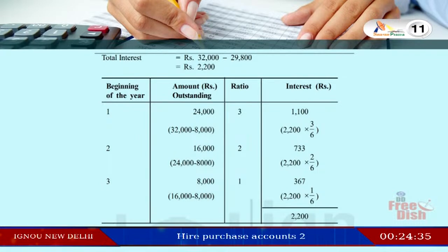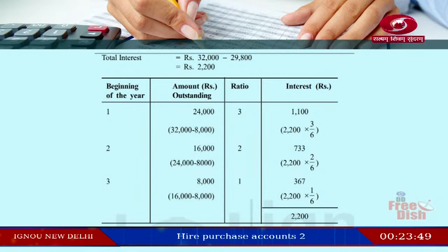So here the ratio is 3, because all the 3 annual installments are calculated, and the total amount of interest is 2200. When the ratio is 3:2:1, it means at the end of the first year there are 3 installments pending, then at the end of the second year, then at the end of the third year. So here 2200 multiplied by 3 divided by 6. The amount of interest is rupees 1100, which is included in the first installment of rupees 8,000.